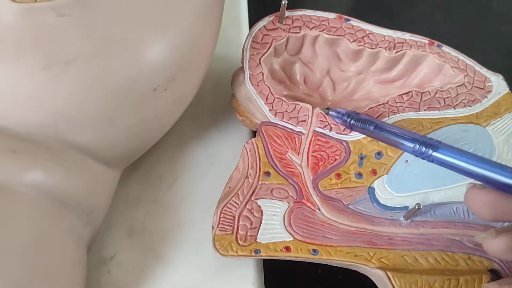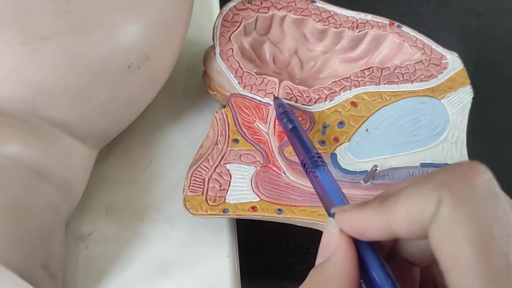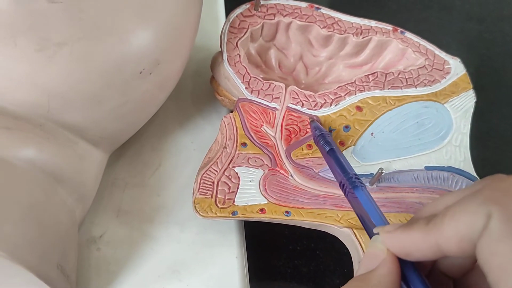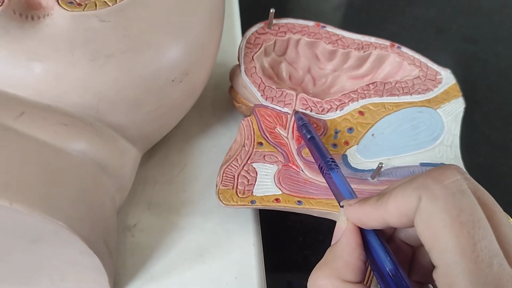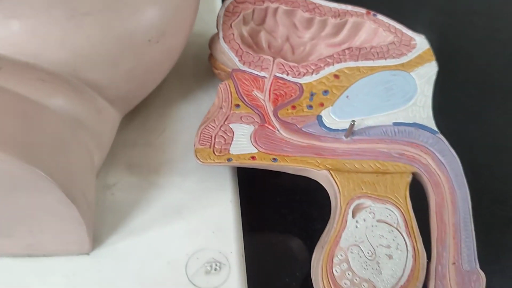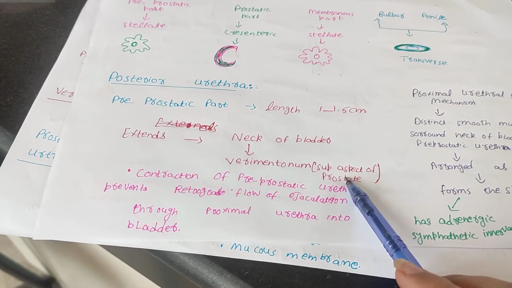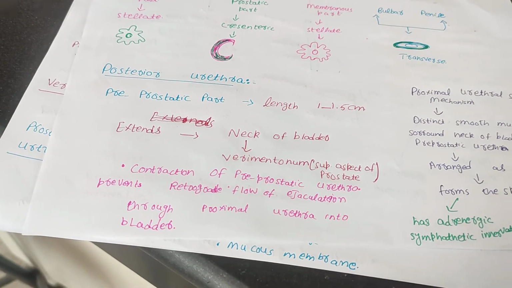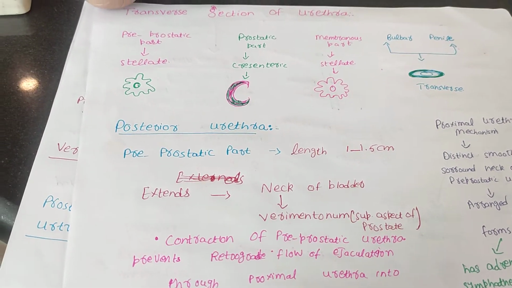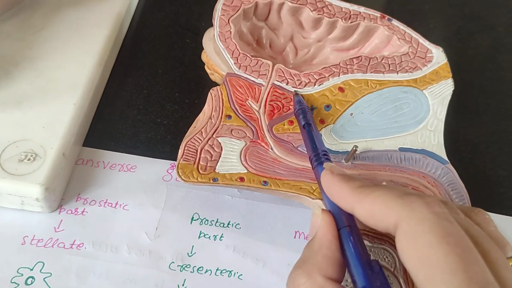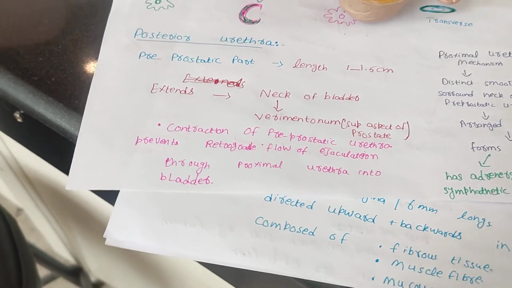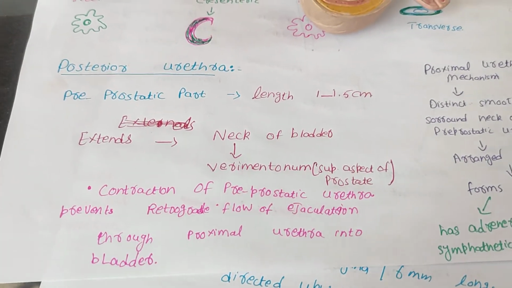So here you can see it's the apex, it's the base, and this is the neck of the bladder. And this is the prostate. So just above the prostate it starts, so it extends from the neck of the bladder to the verumontanum. What is verumontanum? Verumontanum is an elevation which is present in the superior aspect of the prostate. If you can see here, this is the prostate and this is the internal section of the prostate. So in the superior aspect of the prostate there is an elevation which is known as verumontanum, and this pre-prostatic part is extending from the neck of the bladder to the verumontanum.